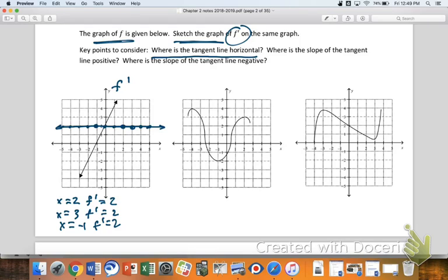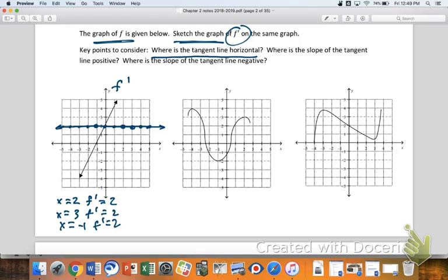I see a horizontal tangent line at every single turning point. Do you see them? And the slope of a horizontal line is 0. So wherever f has a turning point, a high point or a low point, f prime should be 0 there, for these nice, smooth, curvy graphs.